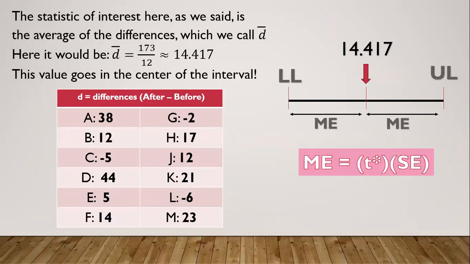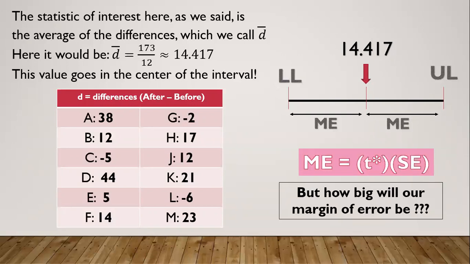Now, of course, having ascertained where the center of the interval is, we need to know how wide we need to make the interval. If we wish to be 90% confident, how big of a margin of error do we need? That is the crucial next question we must answer. That, of course, hinges on what sort of distribution our sample statistics have.